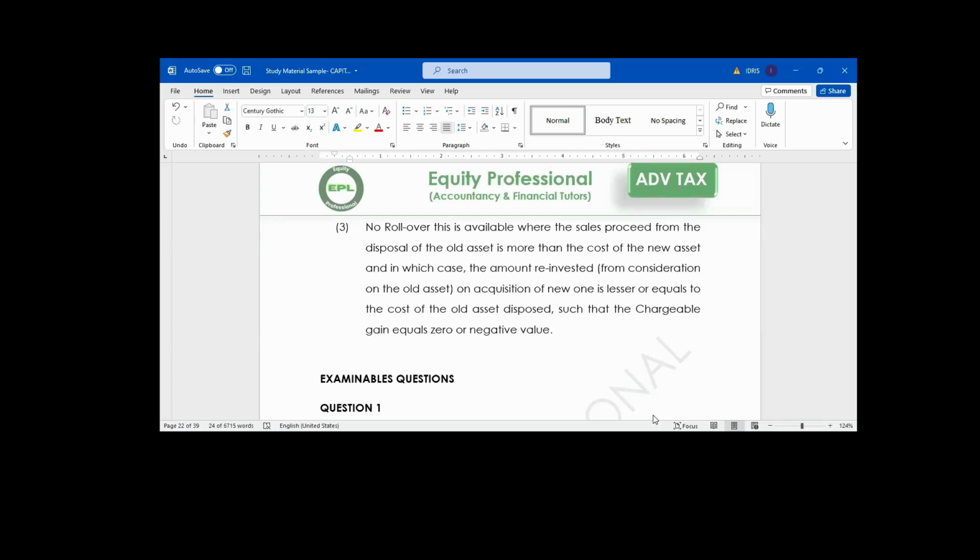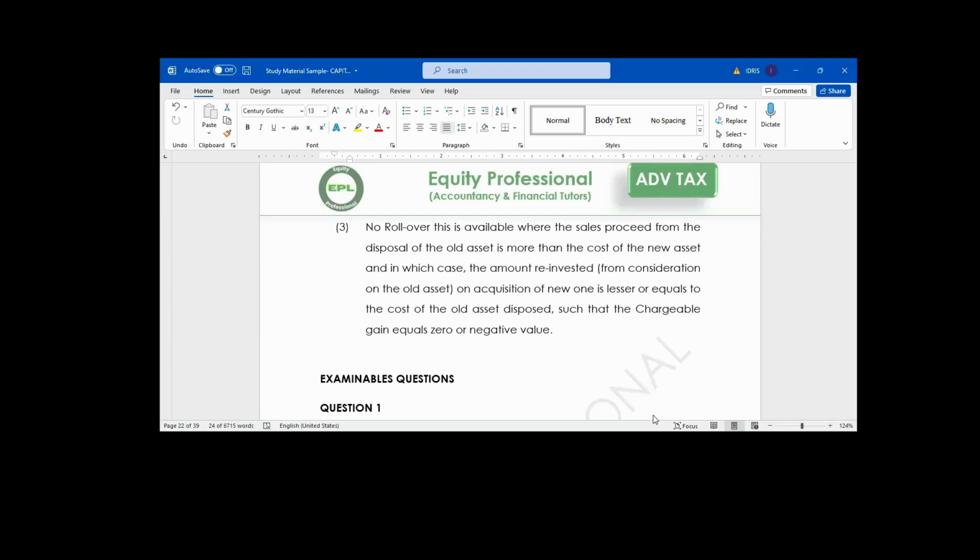It is partial. Don't let me convince you. Why is it partial? The amount I reinvested, 8 million, is less than what? Sales proceeds of the old asset. But higher than what? Cost of acquisition of the old asset.